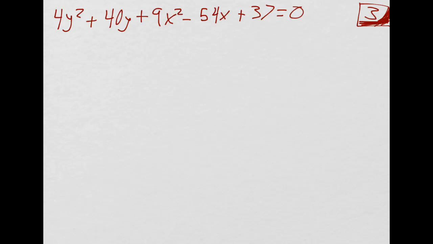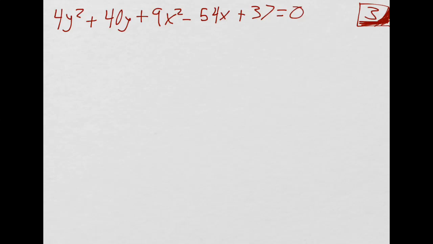Alright, problem number 3, pretty much the same deal as before. Find the center, foci, and vertices of the ellipse. Let's see, what else? And sketch its graph. I'm also going to write the equation in parametric mode. Let's just do everything we know how to do.